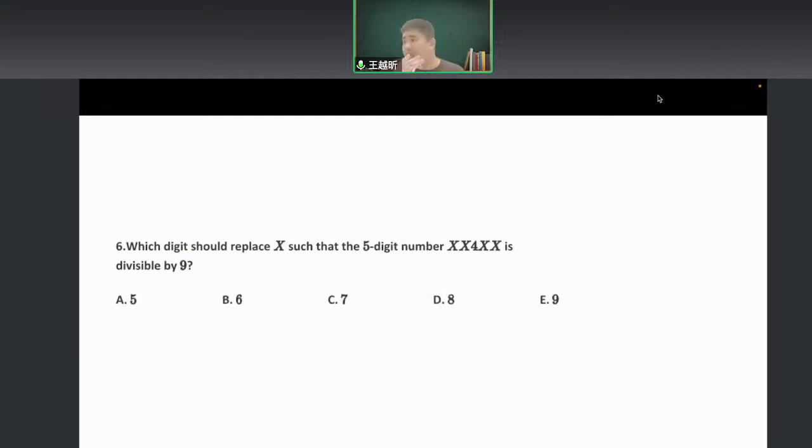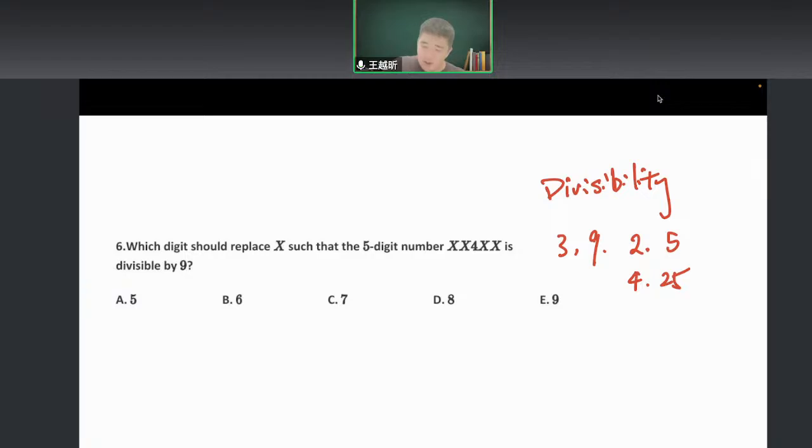I see Chloe already did it. Very good. For this question, question 6, this is about divisibility. For primary 3 and new primary 4 students, you need to know the divisibility of 9, 3, also 2, 5, maybe 4, and 25. You need to know the rule of how to determine whether a number is a multiple of 9. What we use is we sum up all the digits.